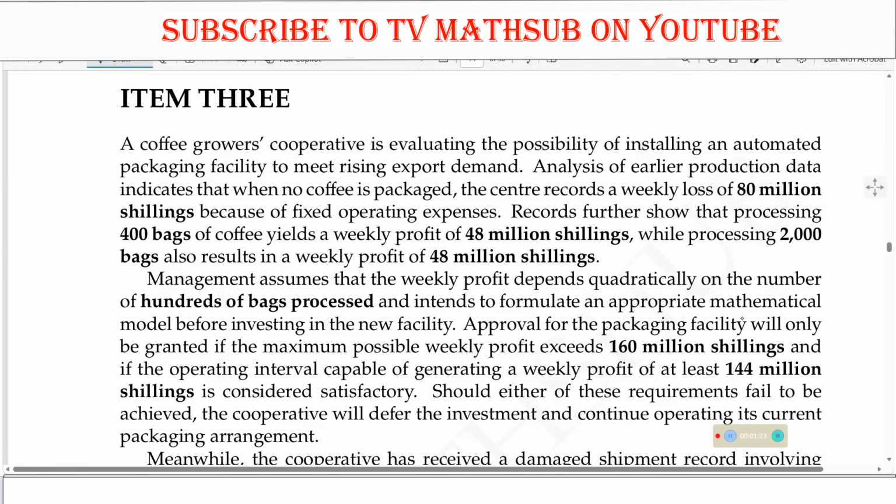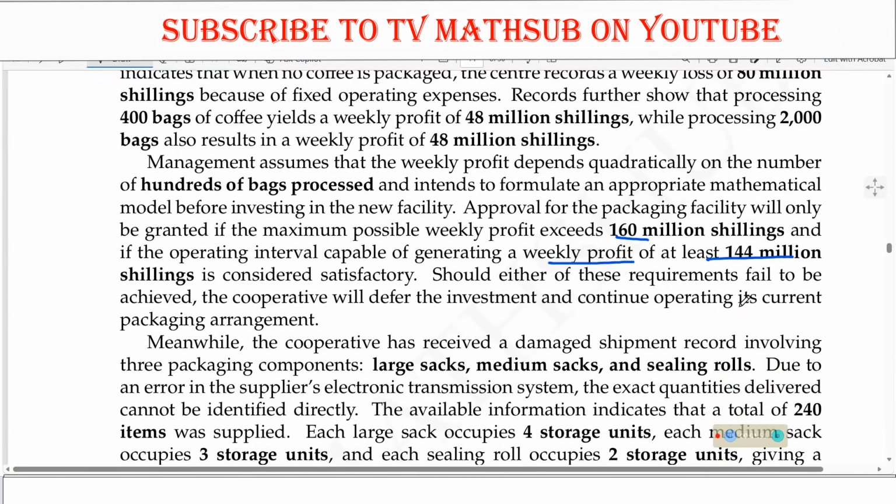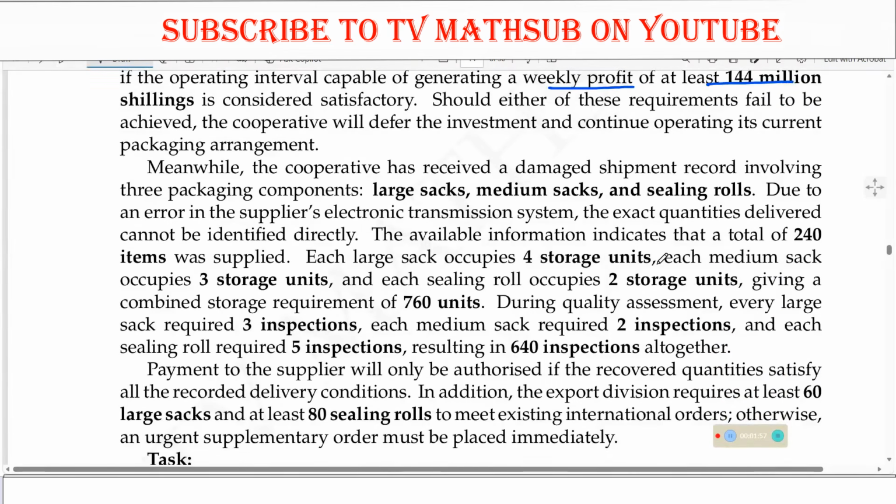Approval for the packaging facility will only be granted if the maximum possible weekly profit exceeds 160 million shillings and if the operating interval capable of generating a weekly profit of at least 144 million shillings is considered satisfactory. Should either of these requirements fail to be achieved, the cooperative will defer the investment and continue operating its current packaging arrangement.